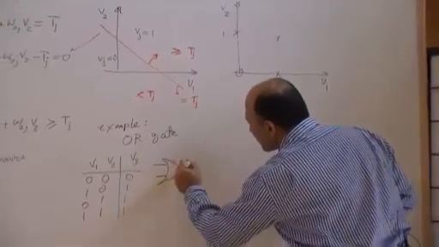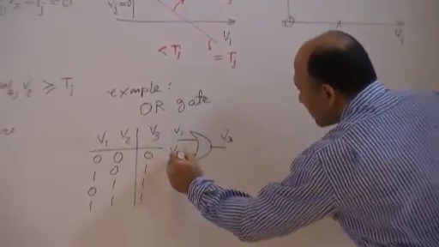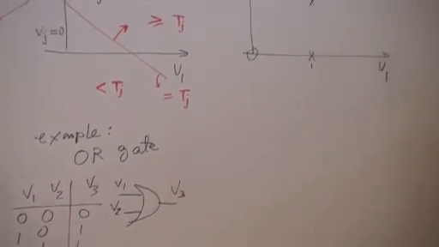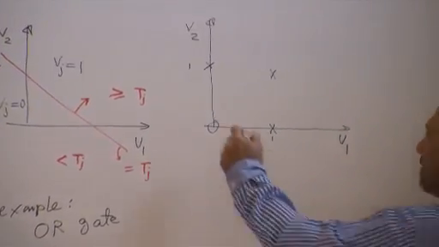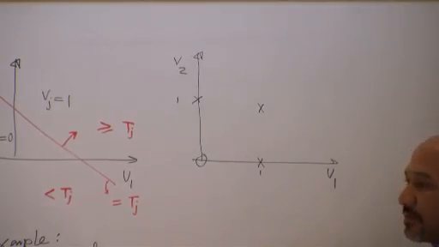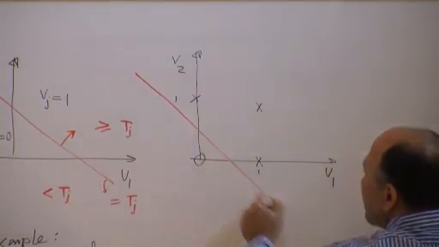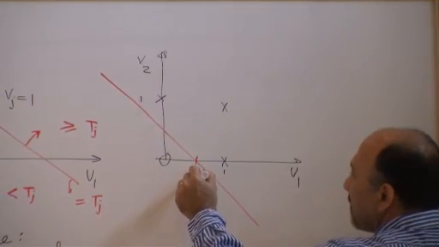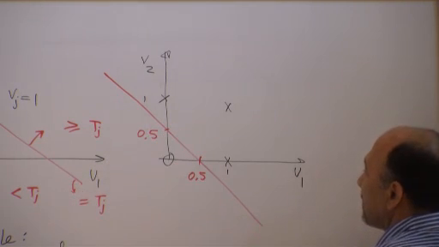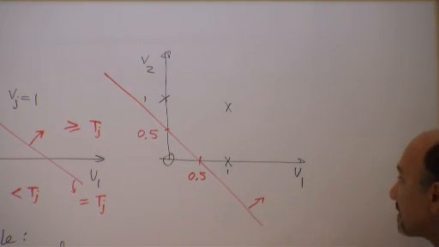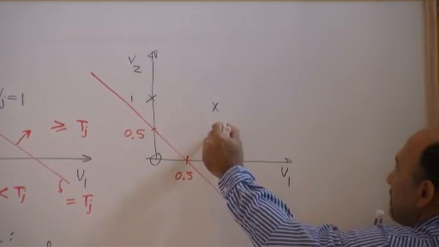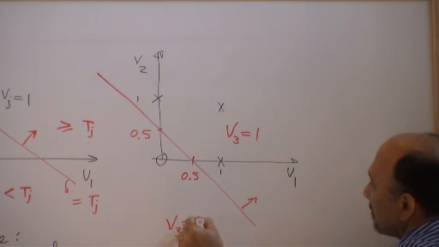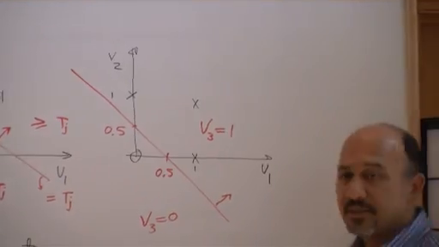So what we want to do is implement an OR gate. This is basically the symbol they normally use. So this is V3, this is V1, and this is V2. What we need to have is basically a simple line dividing these 3 points from this single point. One particular example could be this simple line, which goes through 0.5 here, and it turns this side to be positive. So then the output is equal to 1. And if you are on this side of the line, V3 would be equal to 0.